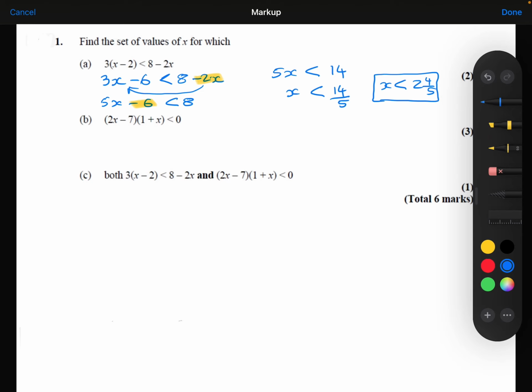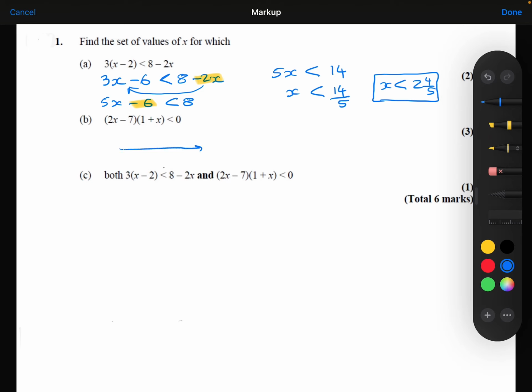Part B, we need to find a set of values of x for which 2x minus 7 multiplied by 1 plus x is less than x. So this is already given to us in factored form, which is useful. That's good. So I can straight away draw my sketch to solve this quadratic inequality.